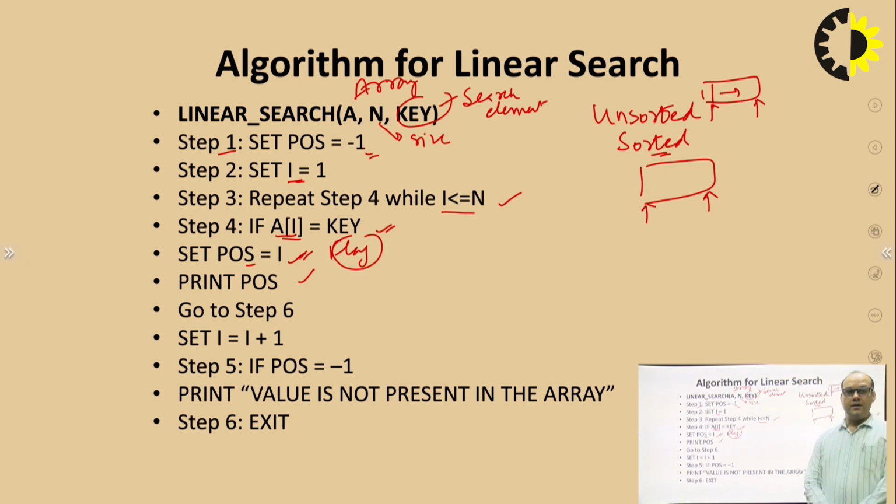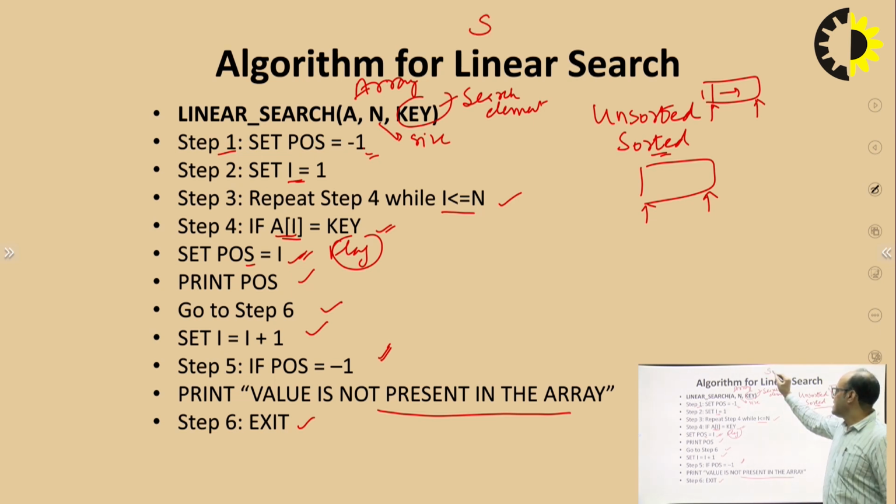Now we will print the position. Again, we will go to step number 6 and exit. Otherwise, the increment is done in the list, and we check whether it is the second element that we are going to search, the third element, and so on. If the position remains -1, then we will print that the value is not present in the array. So this is a simple algorithm, linear search, which is also called sequential search.